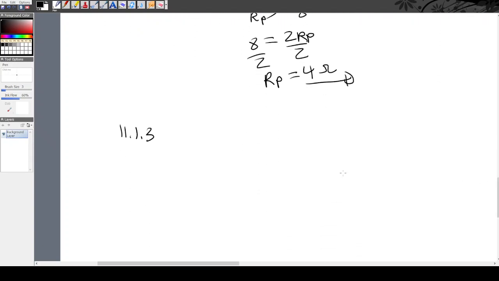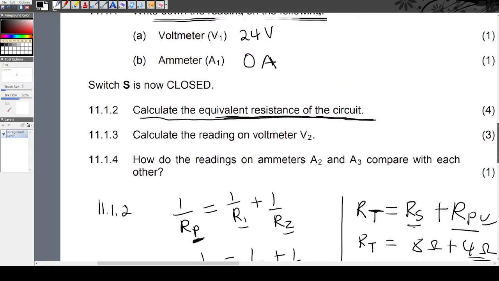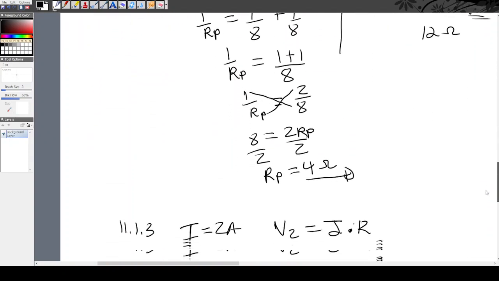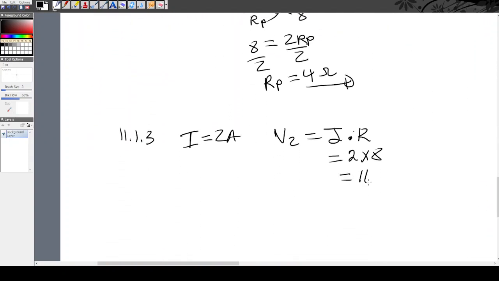So this is 11.1.3. We want to find V2, and we already found the current to be 2 amps. V2 is I times R. I is 2, R is 8. Where do we get that? We said this current of 2 amps flows through this 8 ohm resistor. Don't forget that. So 2 times 8 gives us 16 volts.